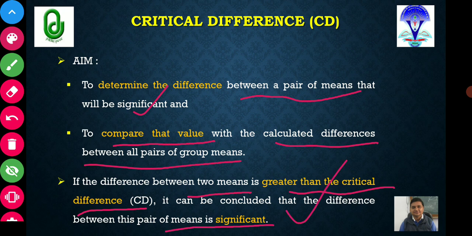So in theory, the CD value is used for comparison with the difference of means of two factors. Suppose you have two factors, F1 and F2, two feeds. Suppose the mean of the first feed is 12 and the mean of the second feed is 8. The difference is 12 minus 8, which is 4, and your calculated CD value is 3. That means your calculated difference of means is greater than the calculated CD value, so these two means are significantly different from each other. This is how we apply the critical difference value to know the difference between the means.